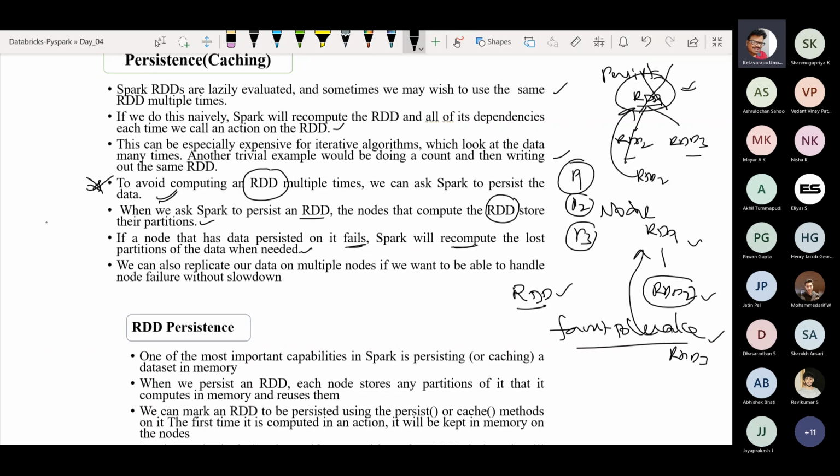The distinction due to persistence is only that we can preserve the RDD without computing many times. That is only to avoid multiple computations. But it doesn't mean that Spark has fault tolerance only with caching or persistence. No, Spark by design has the concept of fault tolerance. With the advent of persistence or caching, we can avoid multiple computations. That is the hope. It makes sense. And we can also replicate our data on multiple nodes if we want to handle node failure without shutdown or slowdown. Because some of the nodes may play a key role, where the other computations from that particular RDD happen.